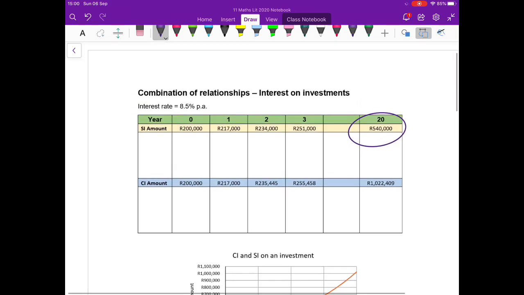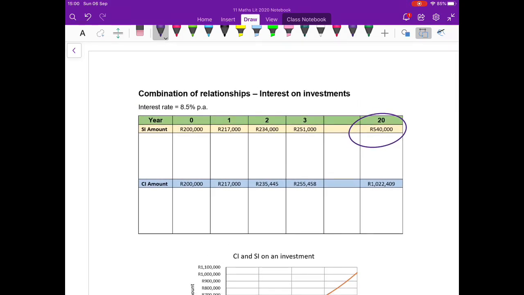Whereas compound interest, remember, is interest on interest. So for example, you are going to take your 200,000 and increase it by 8,5% of your 200,000. So in the first year, both these investments will get the same amount of interest. This one would be 17,000, and if I added them together, 200,000 plus 17,000 will give you 217,000. So in the first year, they have the same amount of interest.